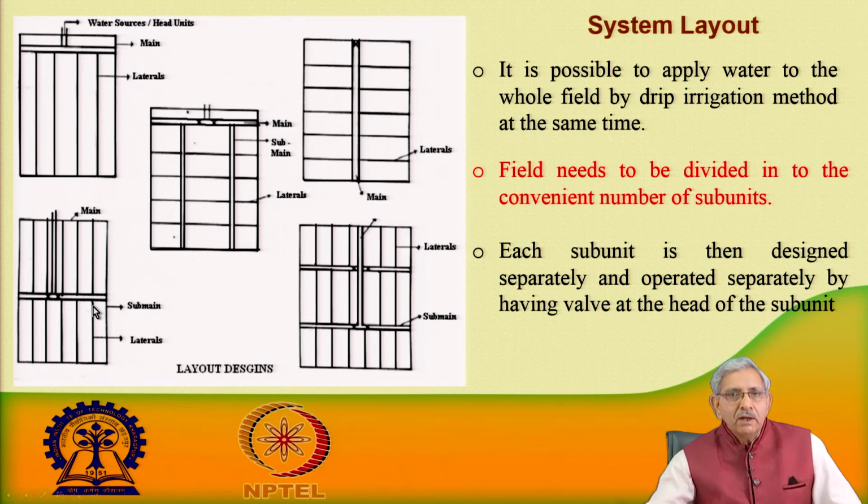So, the system layout will depend upon the shape of the field, the area of the field, and the source of water supply. If everything is open to us and a well has to be dug, it is better that the source of water supply should be in the middle of the field, so that the cost of bringing water and attaching the main pipeline can be reduced.